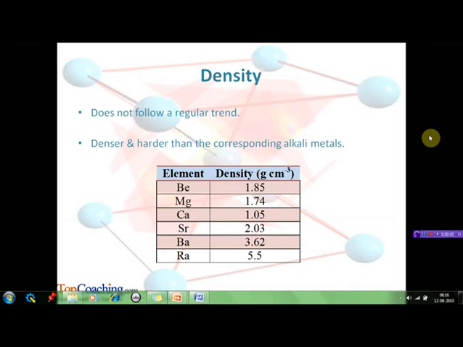The next physical property is density. As we can see, as we move down the group from beryllium to radium, the density first decreases and then it increases. It does not follow a regular trend. Also, as compared to the corresponding alkali metals, the alkaline earth metals are denser and harder owing to their small size and closer packing in the crystal lattice.